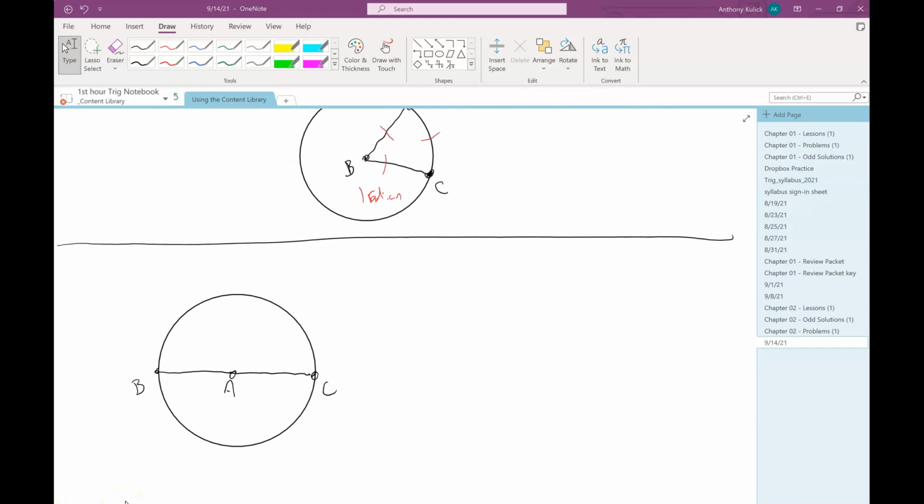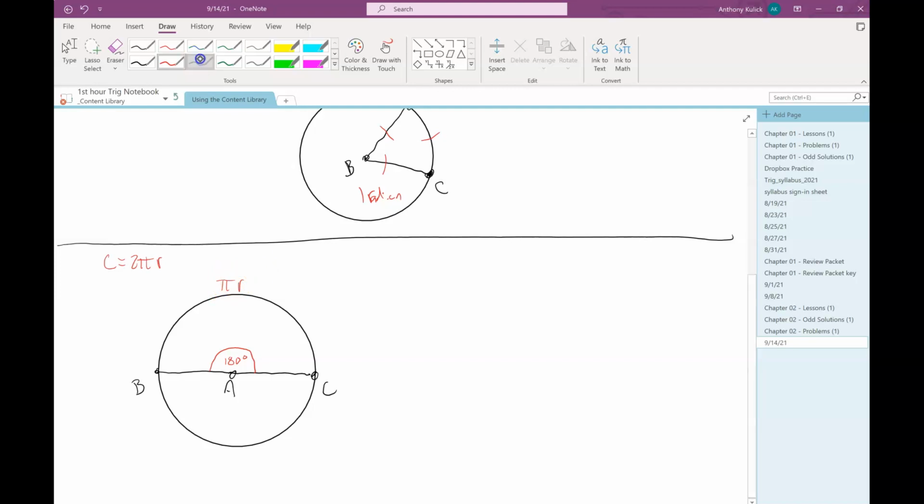Okay, so let's say we have a circle, and that circle has a central angle that's just going to be a straight line. If you remember from geometry, straight lines have an angle measurement of 180 degrees. And if you also remember from geometry, the circumference of a circle is 2 pi r. So the arc length for half a circle, the arc length from B to C, is going to be half of that, which would be pi r.